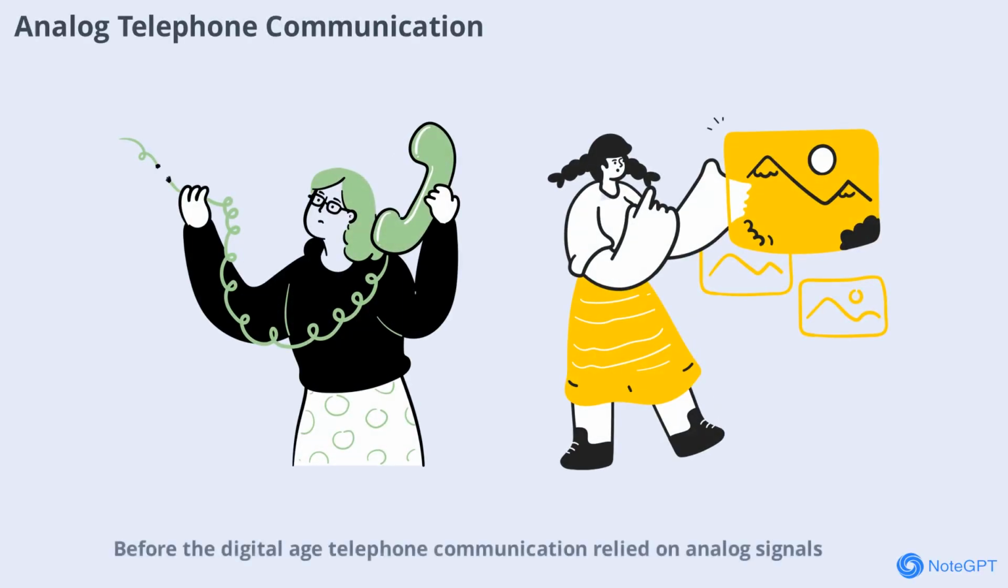Before the digital age, telephone communication relied on analog signals to transmit voice over copper wires. When you spoke into a telephone, your voice was converted into electrical signals that traveled through a network of wires and switches. Standards for analog telephony ensured that calls could be made reliably, with clear sound quality and minimal interference. This system connected homes and businesses, making real-time voice communication accessible to millions of people around the world.